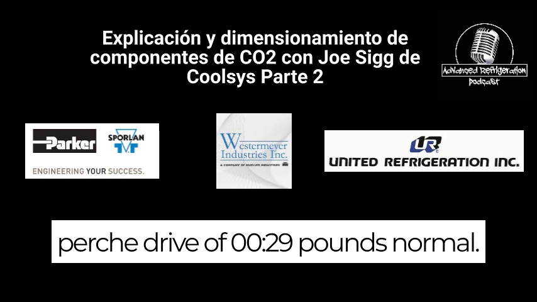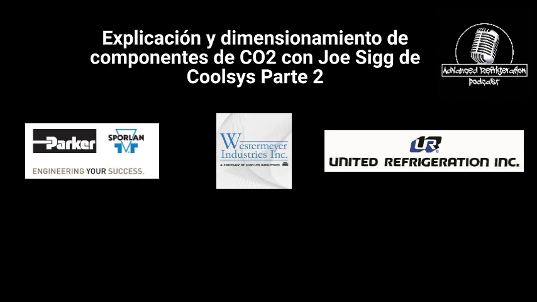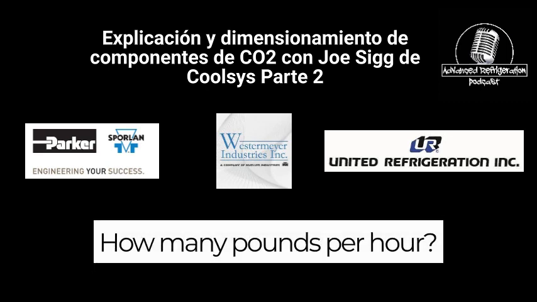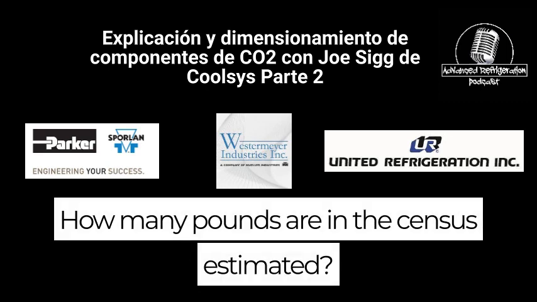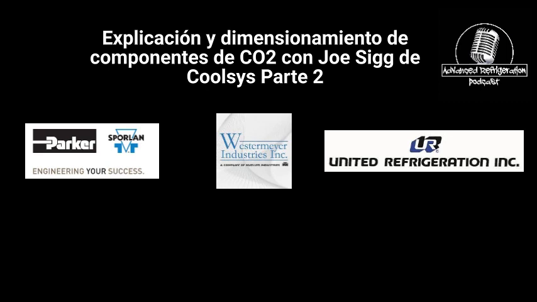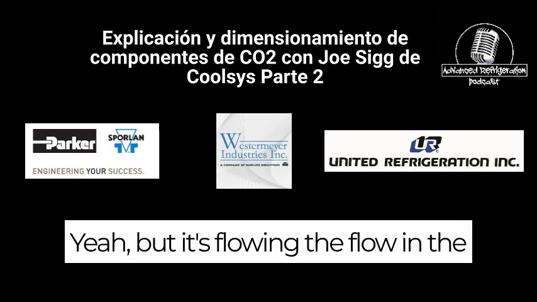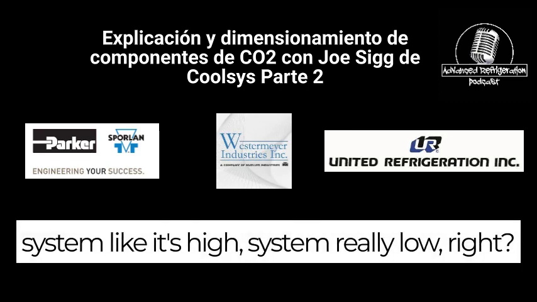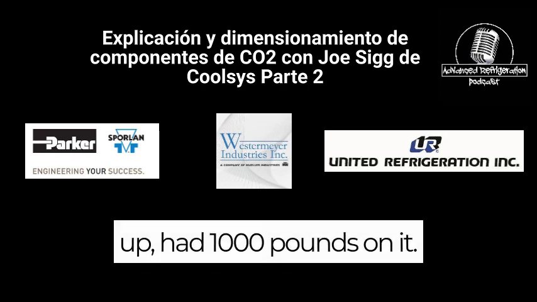Go back over. I want to see the total, because that's for the whole loop, right? How many pounds per hour? 24,774.4 pounds of refrigerant per hour. Correct. How many pounds are in this system? Estimated, I think it was like 1,200. But it's flowing the system, it's a high flow system. That's really low, yeah. The Target I just started up had 1,000 pounds on it.